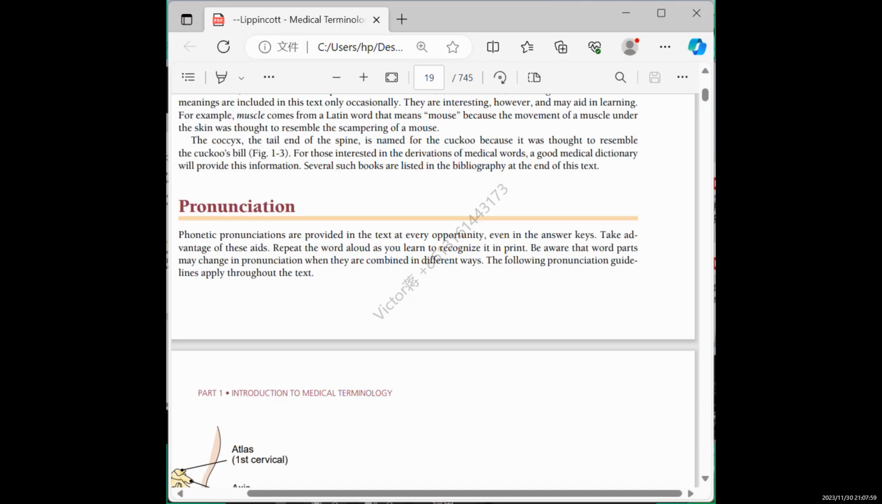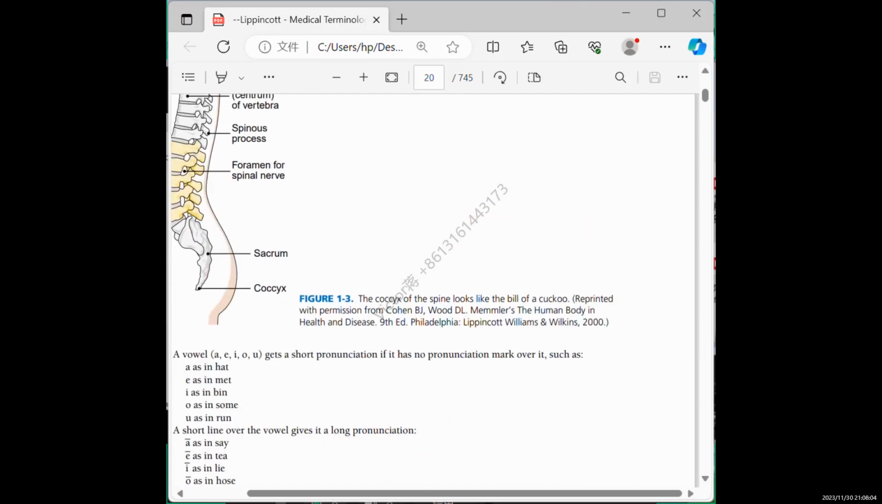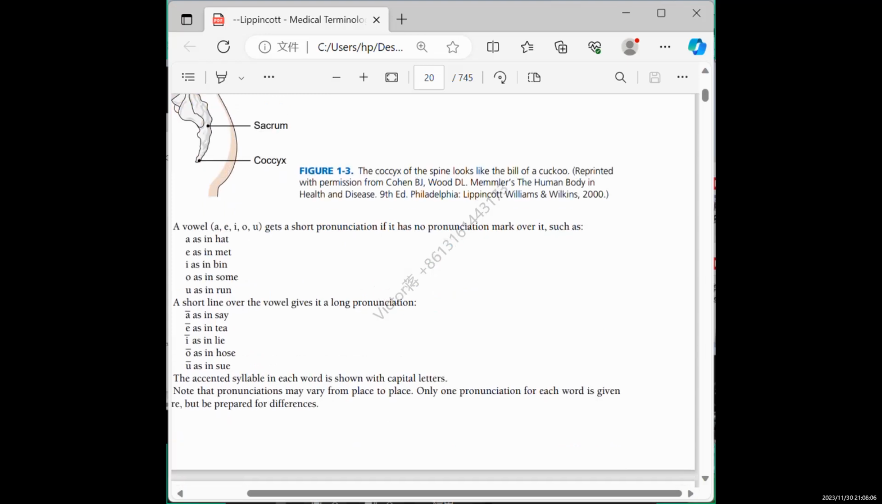So we'd like to see that the following pronunciation guidelines apply throughout the textbook. I can see the vowels, A-E-I-O-U, right? There are five vowels. They get a short pronunciation if there is no pronunciation mark over them, such as A as in hat, E as in mate, I as in bin, O as in sun, U as in run. Okay.